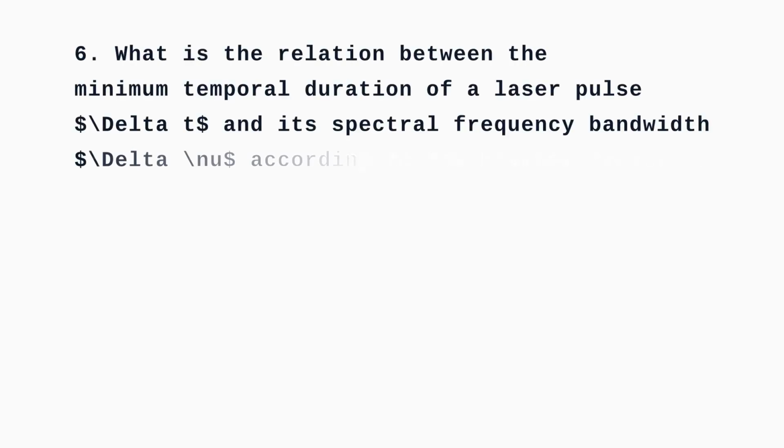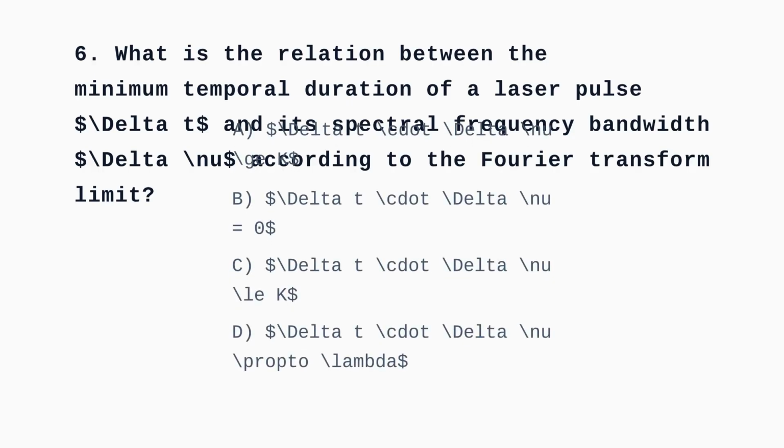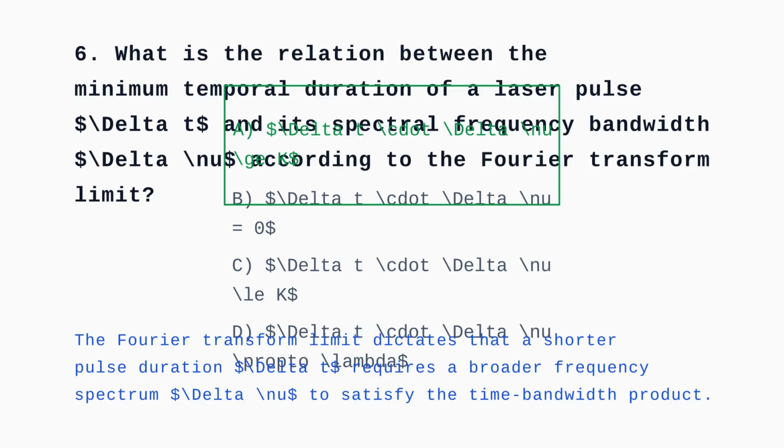Question 6. What is the relation between the minimum temporal duration of a laser pulse and its spectral frequency bandwidth according to the Fourier transform limit? Due to the wave properties of light, a shorter optical pulse in time must spread out over a wider frequency band. This absolute constraint is described by the Fourier time-bandwidth product limit.